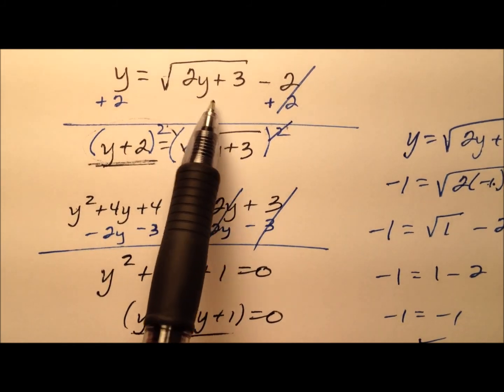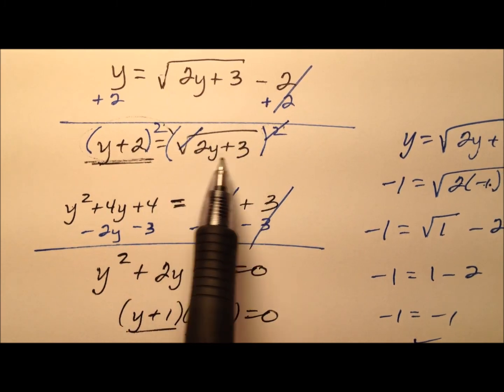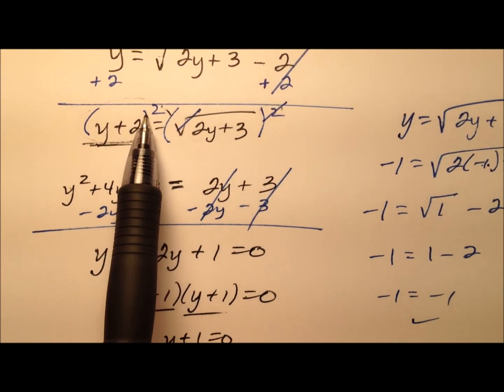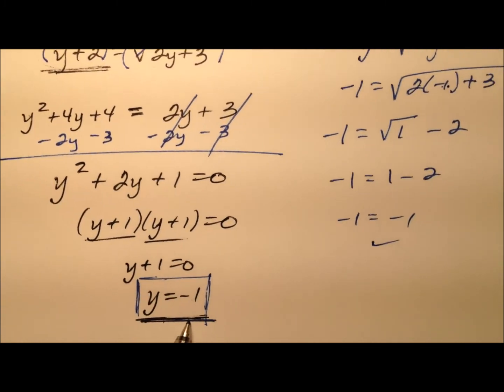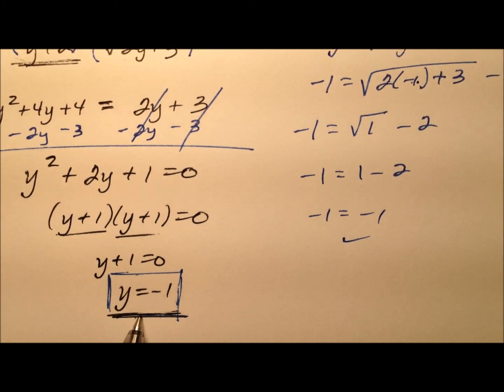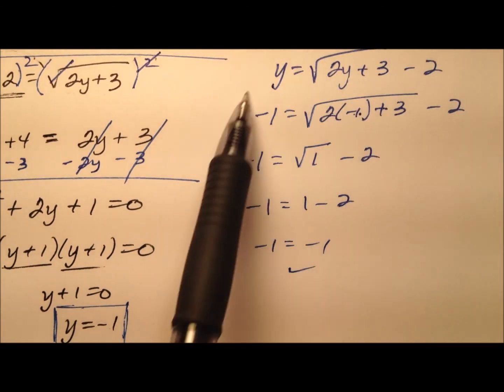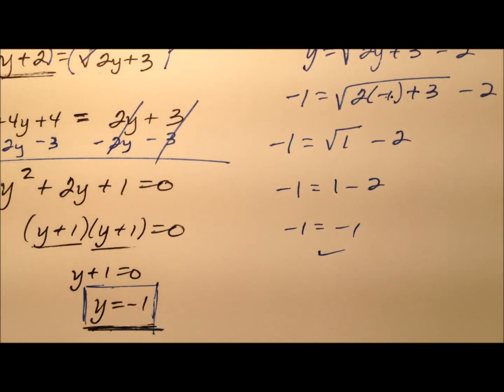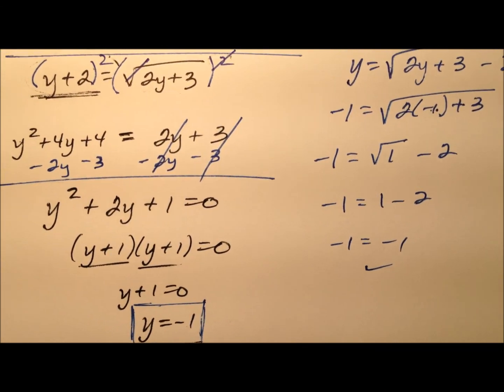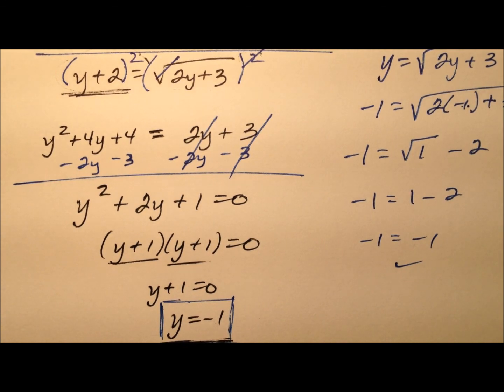We solved this by isolating the radical on one side of the equation. We squared both sides and solved. But just because the solution is what we got here, y equals negative 1, doesn't mean it's going to work. So we plugged it back in to ensure that it works, and it did. So here we are with our solution y equals negative 1.